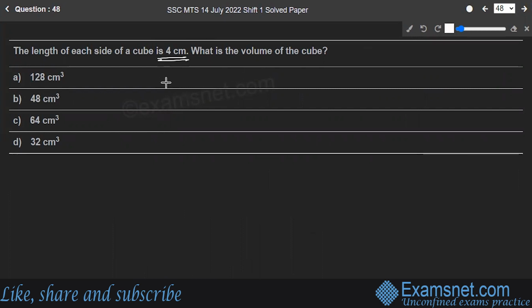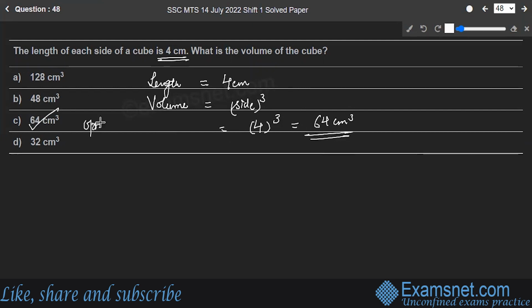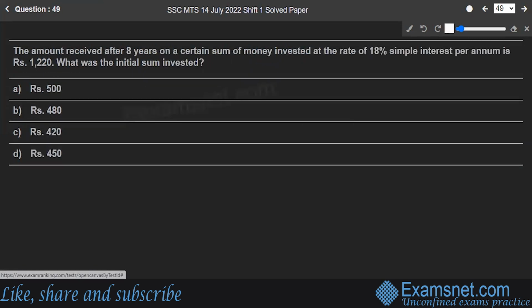All right, let's go. So here you are given the length of the cube is 4 centimeters. And what is the volume of the cube formula? Yes, it is equal to side cube, or over here you've been given the length, so that means length cube. So what will the volume be? 4 cube, which is equal to 64 centimeter cube. Option C is the correct answer to our question. Hope you're clear with this also. Let's move to the next question.